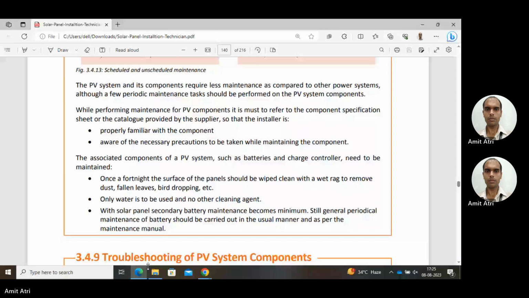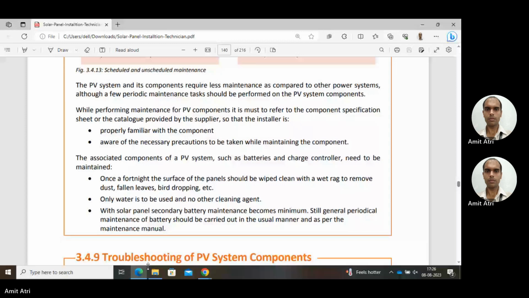Okay, then the installer should be aware of the necessary precautions to be taken while maintaining the components. So what are the precautions which we need to take? All of these details our installer should be aware of. So the associated components of a PV system, such as batteries and charge controller, need to be maintained once in a fortnight.